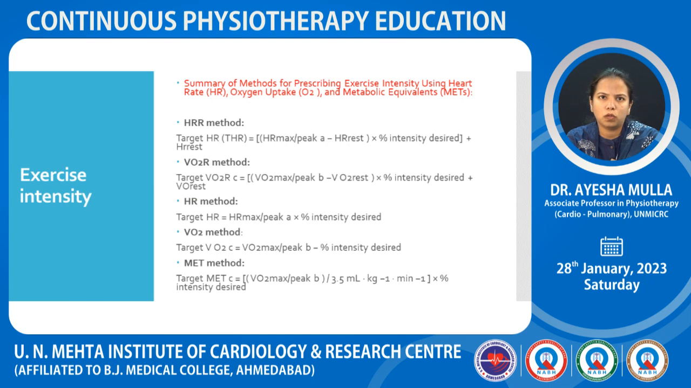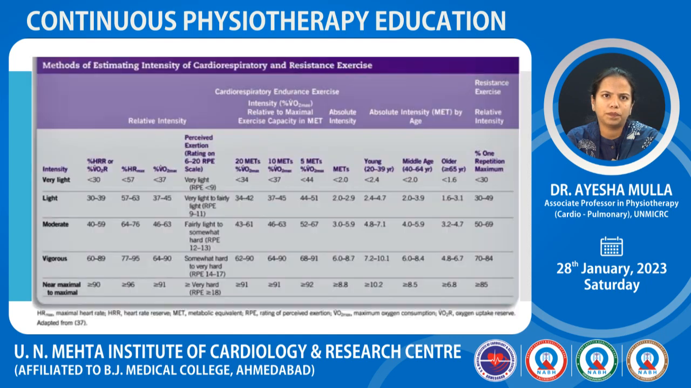In the VO2 method also we have to take the percentage of the VO2 max and we can go for that much intensity level. And the metabolic equivalent method. So metabolic equivalent is equal to VO2 max divided by 3.5 ml per kg per minute, times the percentage of intensity desired. So we have to divide the VO2 max by the 1 MET value, that is 3.5 ml, and a percentage of that we can use as an intensity to prescribe the exercise.